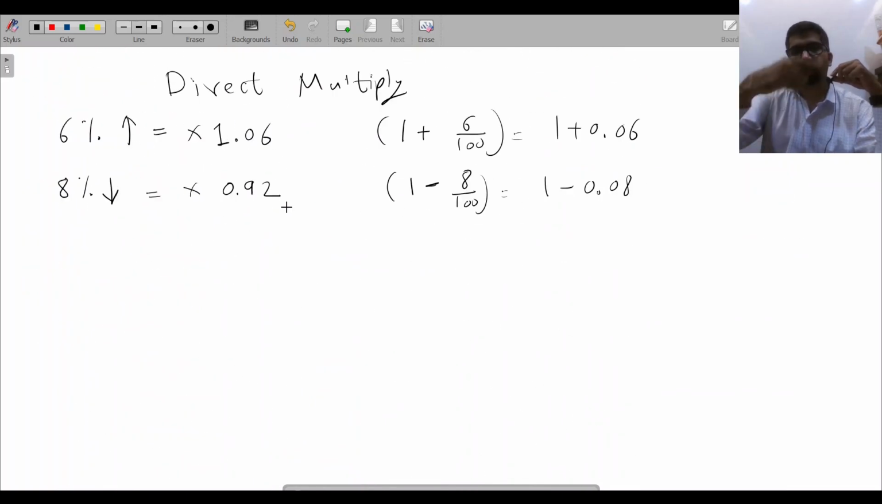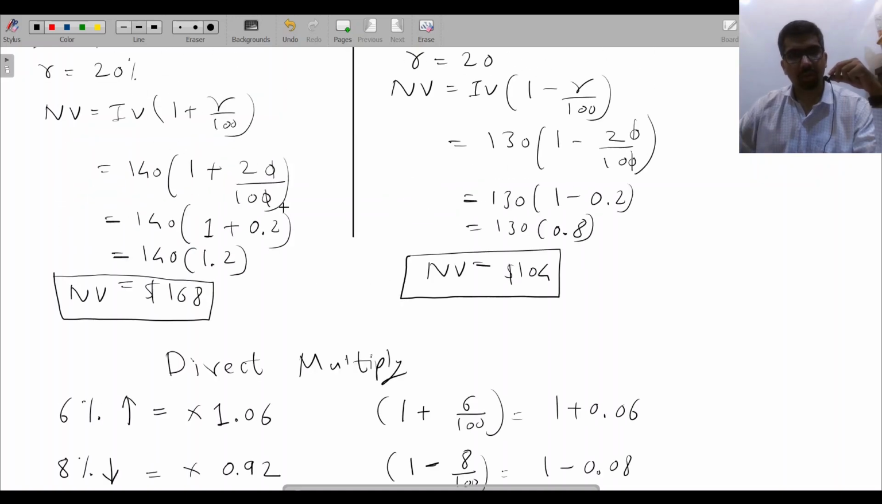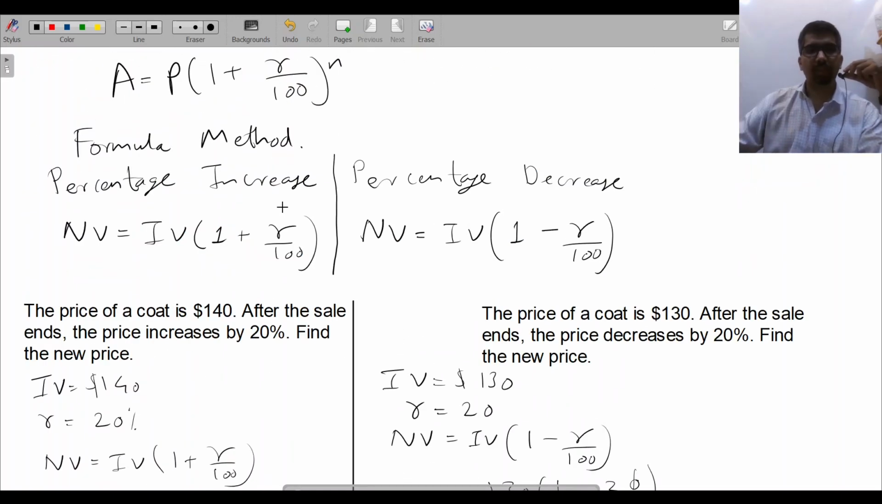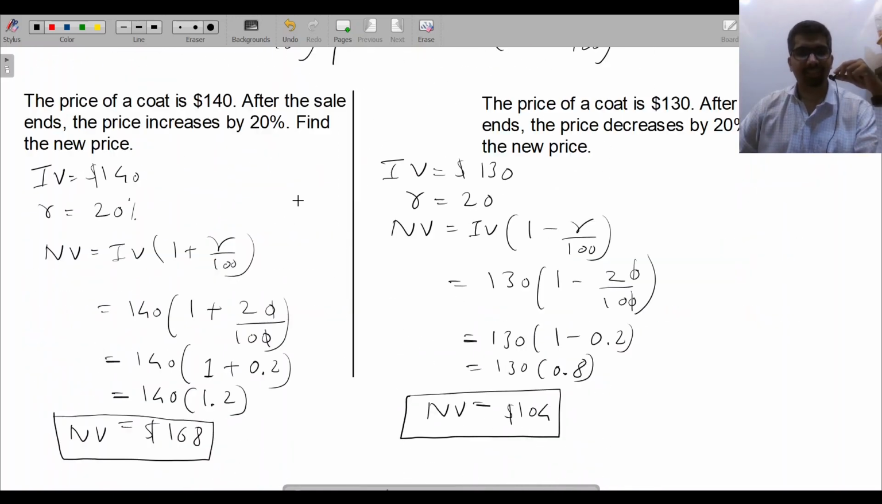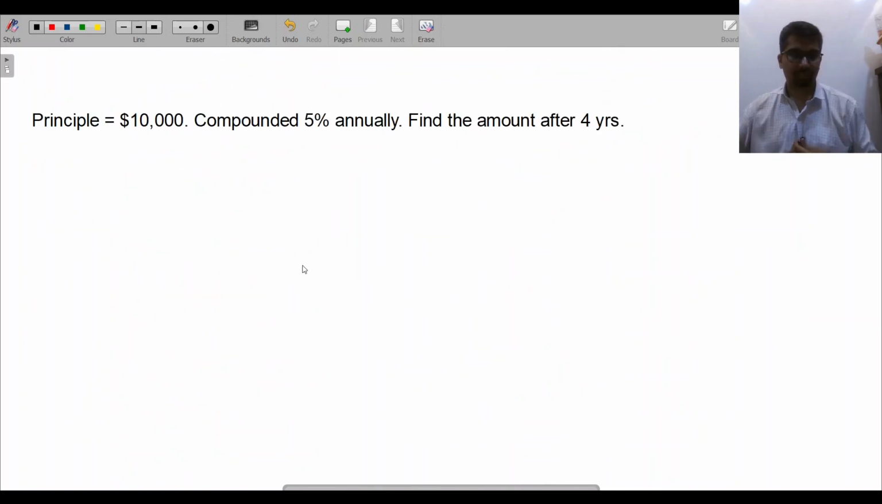So if you are fast, you can do it this way. If you are slow, you can do it that way. It doesn't matter, just get the answer right. So I have taken one sum. Either you can do it step by step, or you can use the formula method. Do whichever you find easy. I prefer the formula method, but I'll teach you both methods.